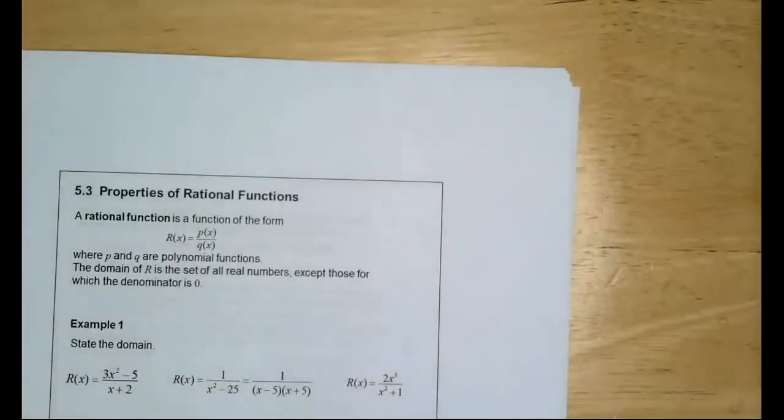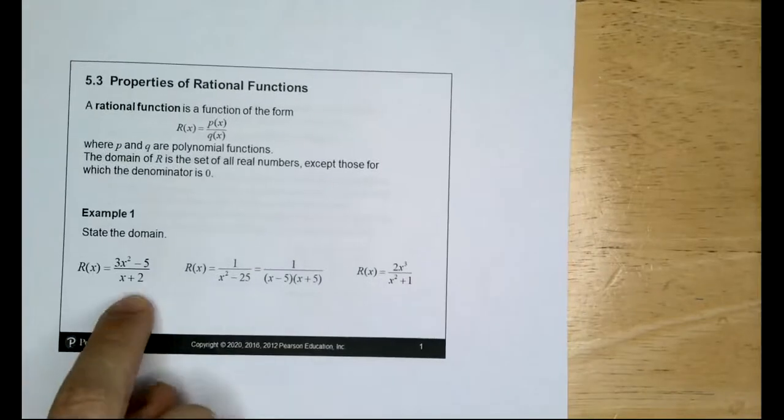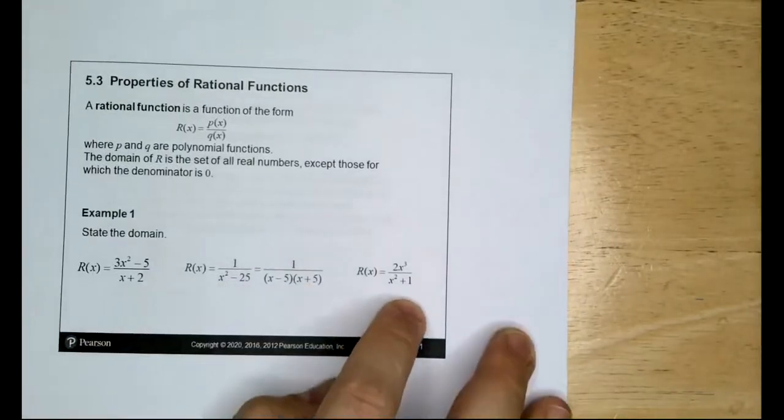denominator of the fraction cannot be 0, then any x value that makes the denominator 0 is going to be a vertical asymptote on the graph. We are also going to talk about horizontal and oblique asymptotes. So let's start with just stating the domain of these three functions, okay?